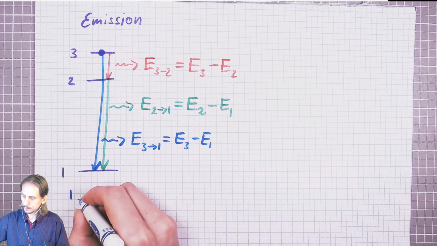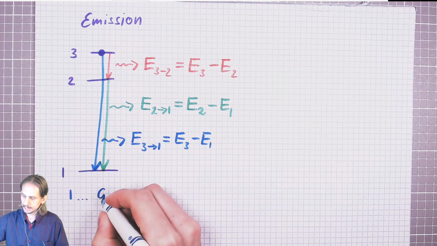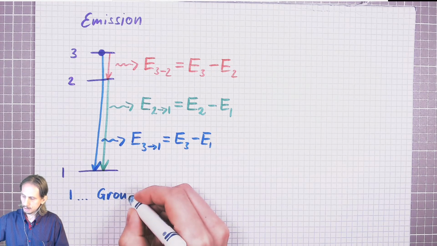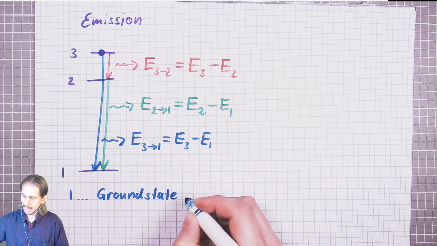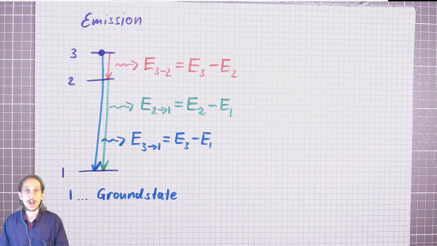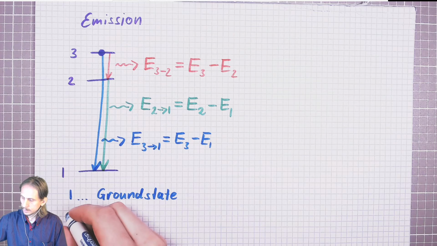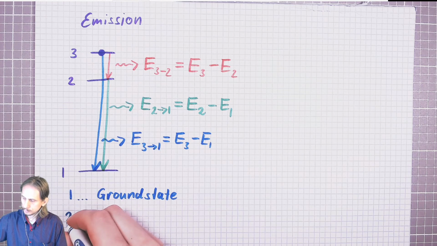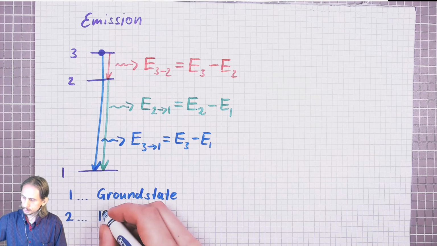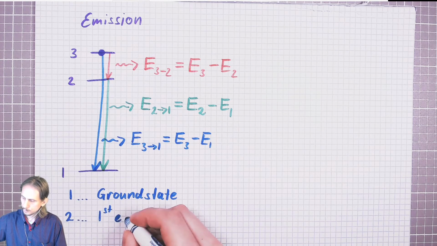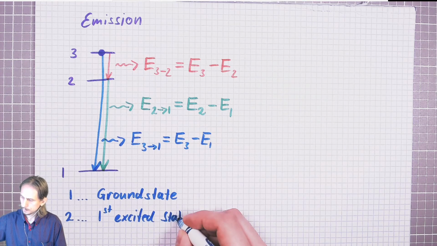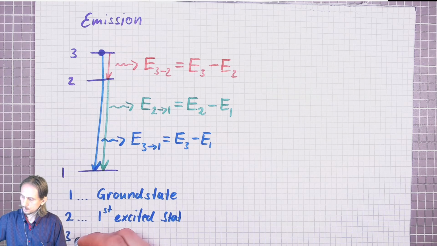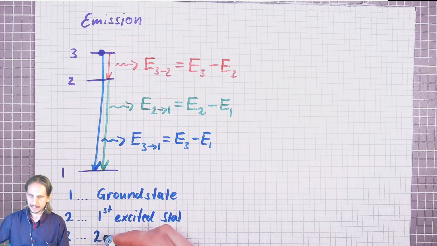One would be called the ground state. The ground state is the energy level that the atom has if it has absolutely no energy. It cannot go any lower than that. Number 2 would be the first excited state. Number 3 would be the second excited state.